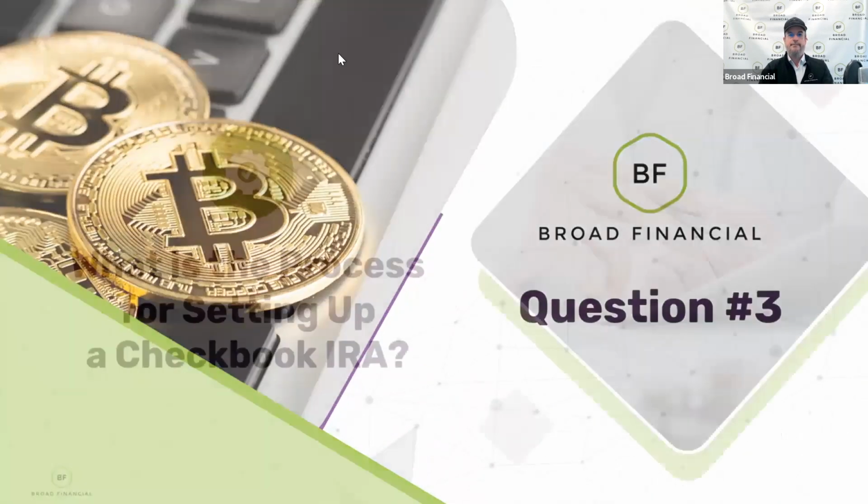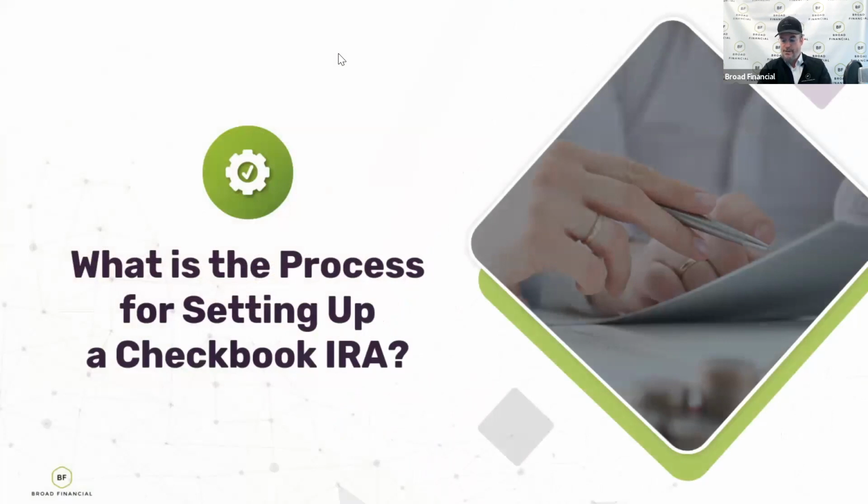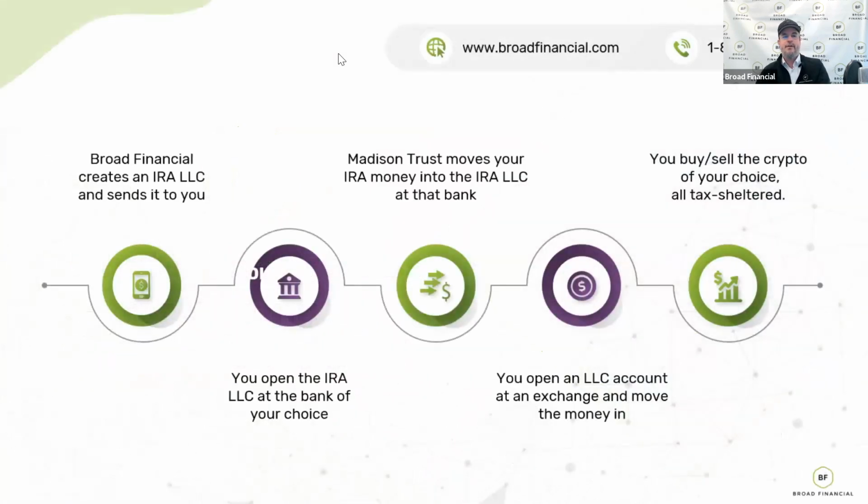Question number 3. What is the process? So we mentioned that the process takes about a week, 2, 3 weeks. Let's just briefly talk about the mechanics of how that works. First, on the left there, Broad Financial creates an IRA LLC and sends it to you. Number 2, you take the IRA LLC and open it at the bank of your choice. Number 3, our sister company, or the branch of our company called Madison Trust, moves your IRA money into the IRA LLC at that bank.